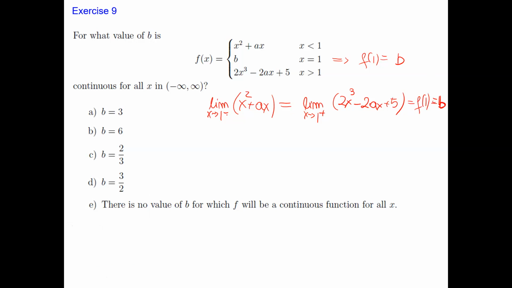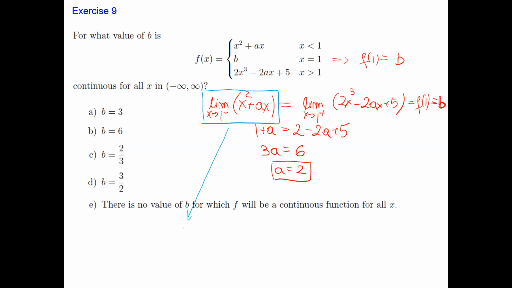Okay, limit on the left. The limit on the left will be 1 plus a times 1, so 1 plus a. The limit on the right will be 2 times 1 minus 2a plus 5. From these two one-sided limits, we can compute a. 3a is 6, so a is 2.